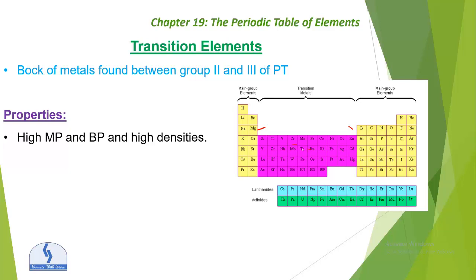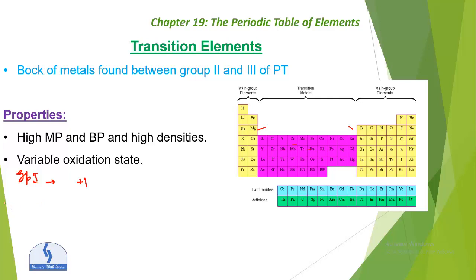And the melting points, boiling points and densities are higher than those of the group 1 and 2 elements, right? And variable oxidation state. Variable oxidation state means that if we are talking about group 1, they form ions with an oxidation state of +1, and so they are unlike group 1 and 2 elements because they are transition elements, so they have a variable oxidation state.